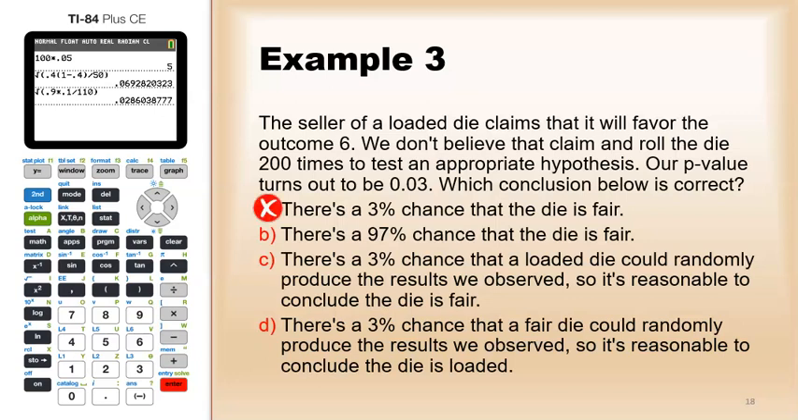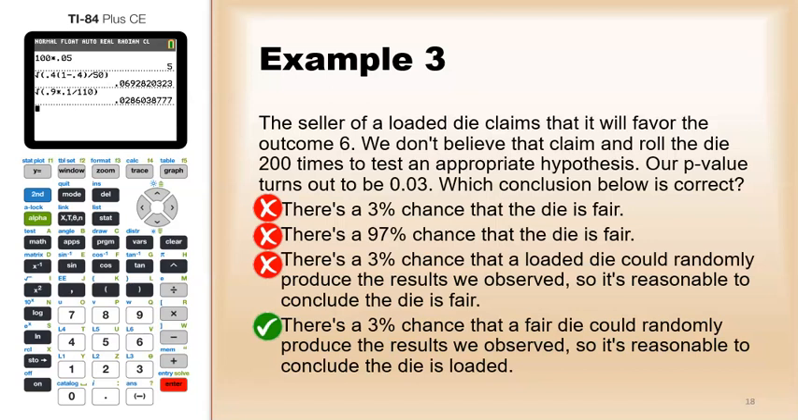Well, if you chose A, incorrect. B, incorrect. C, incorrect. The correct answer would be D. When we do a hypothesis test, we assume the null hypothesis is true. In this case, we assume the die is fair. And then we will reject the null hypothesis if the p-value is less than 0.05. And rejecting the null hypothesis means that we're concluding the die is not fair.